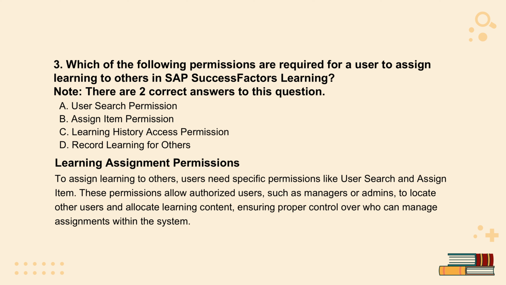For assigning learning on behalf of others, you need two essential permissions. Okay, what are they? First is the user search permission. Makes sense, right? You need to be able to find the user you want to assign something to. Yeah. And second, you need the assign item permission.